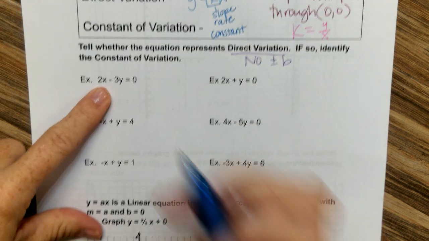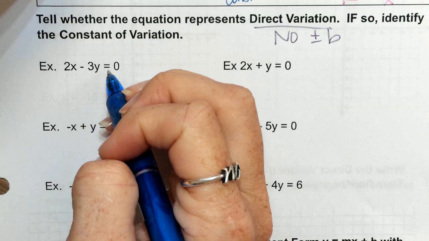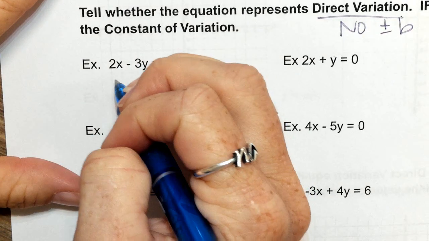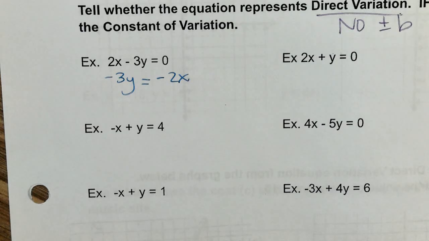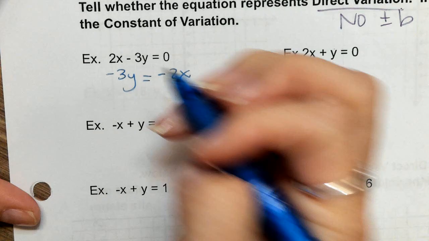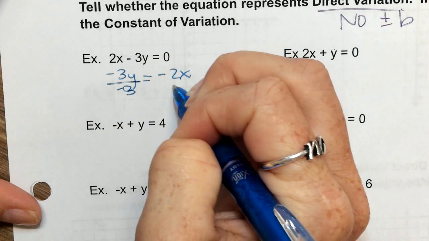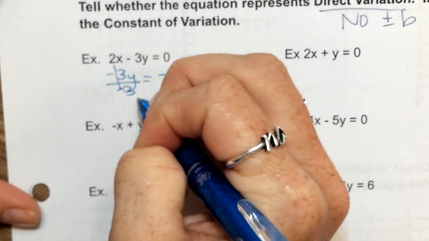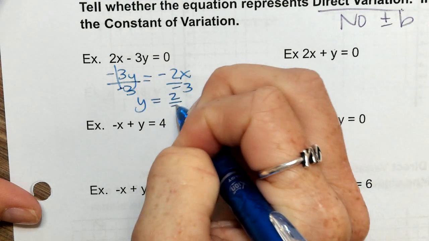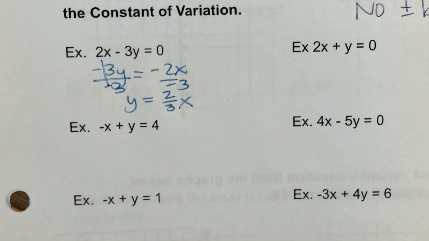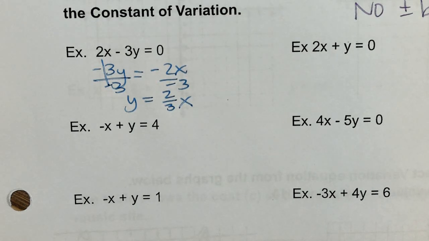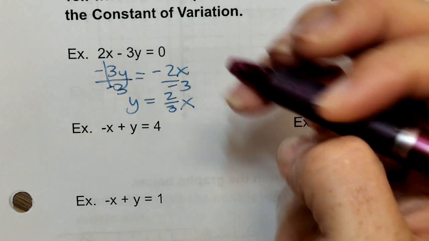So let's do this one. How would I rearrange this? So I'd have negative 3y equals negative 2x plus 0. Do I have to write that? I would divide by negative 3. And I would get y equals positive 2/3 x. Is that proportional? Does that show direct variation? Yes. What is the reason? There's no plus b. So my answer would be yes.